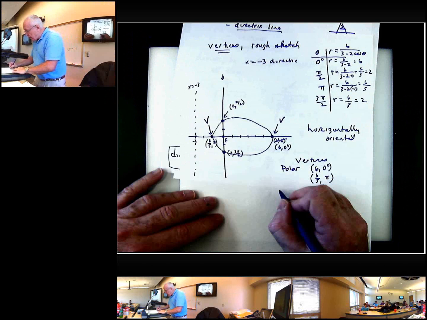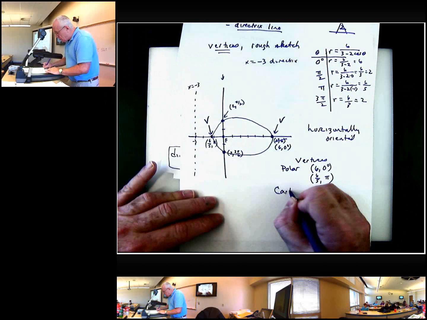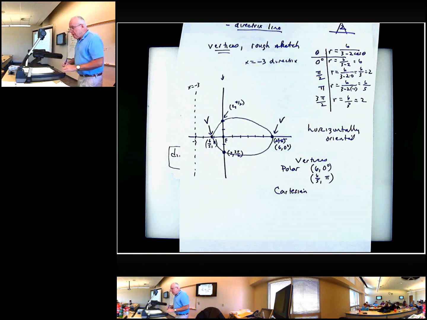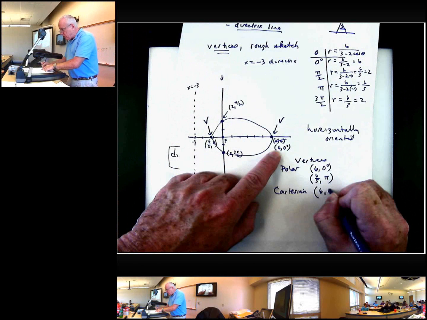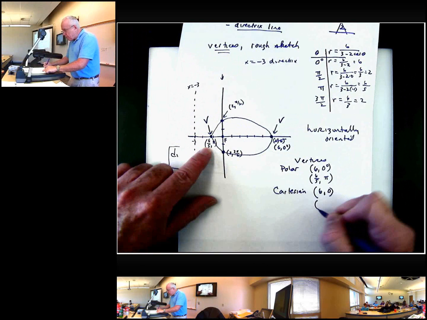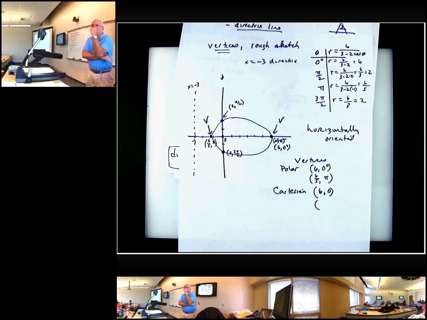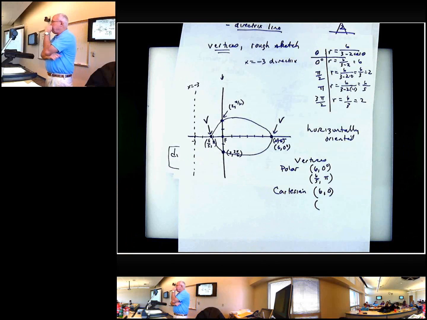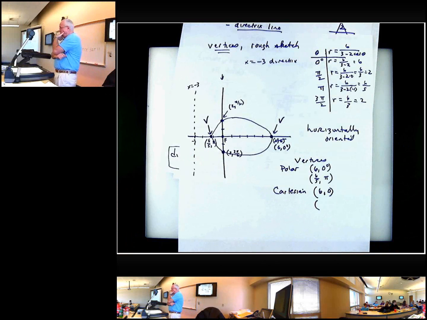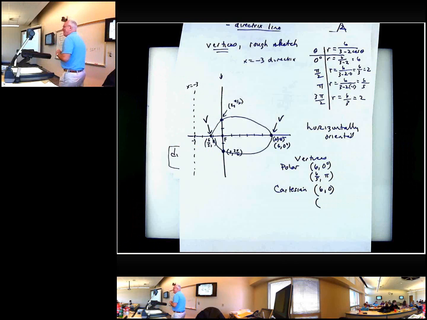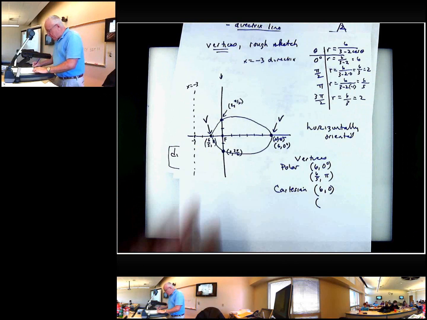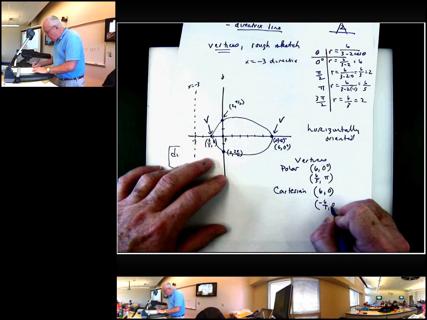If we were wanting Cartesian coordinates, then this would be what? The x would be 6, the y would be 0, and what would this other point over here be in Cartesian coordinates? No, this point right here. -6/5, right? Yeah. The x would be -6/5, and the y value would be 0.